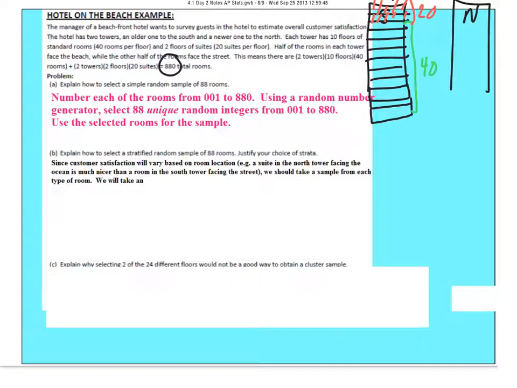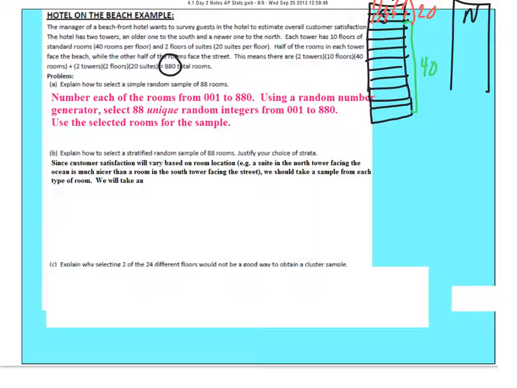What you would do in here is number each room from 001 to 880. Use a random number generator to select 88 unique random integers, unique means no repeats, from these digits, and then use the selected rooms for the sample. So that's easily how you could do a standard SRS.